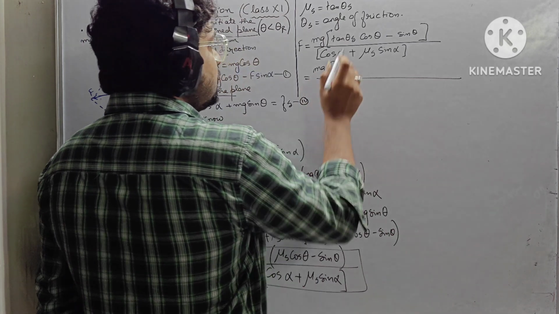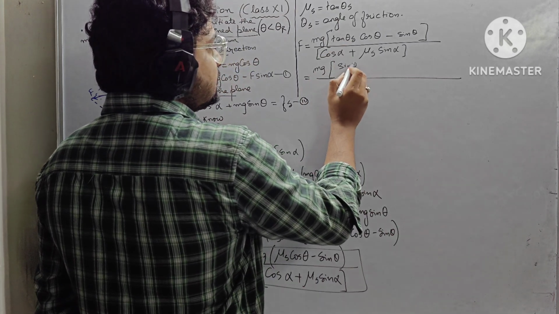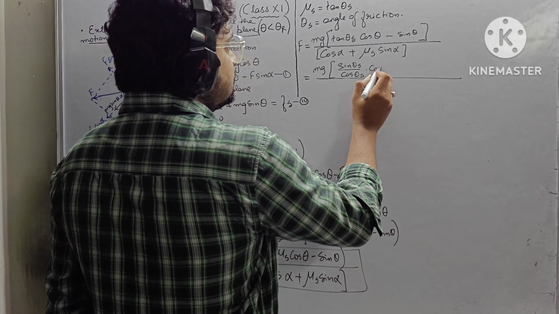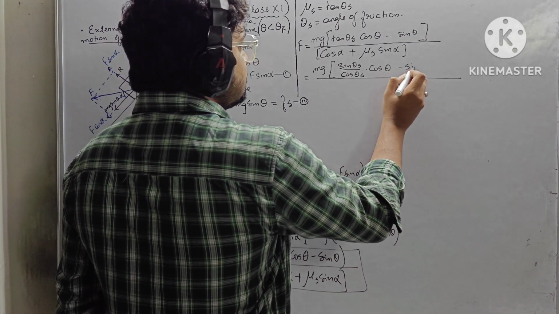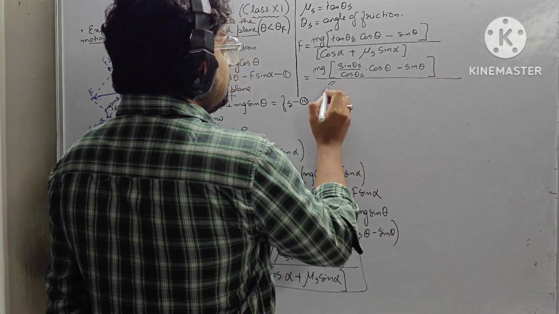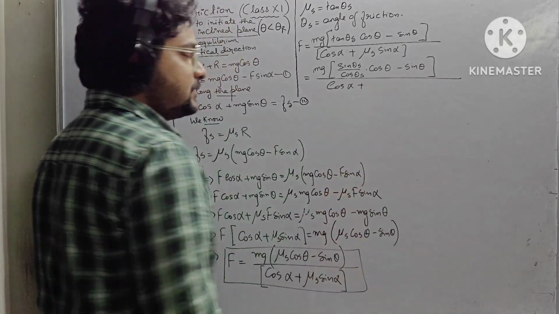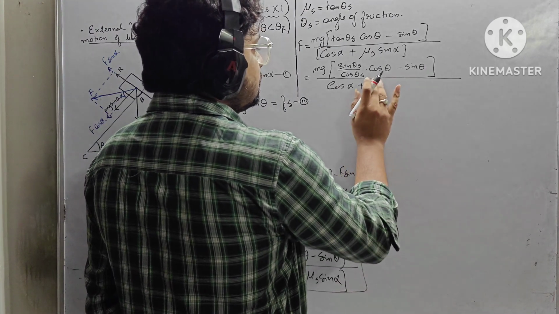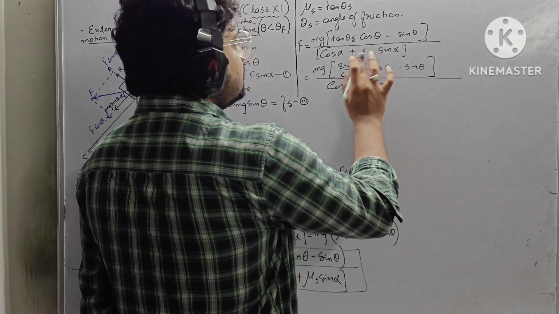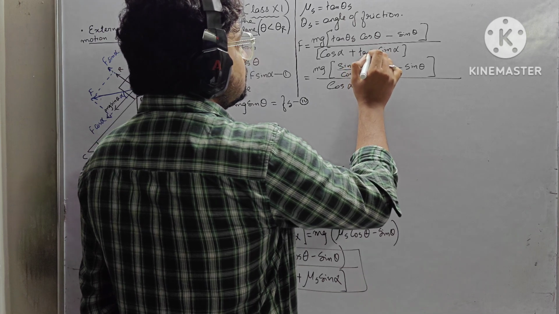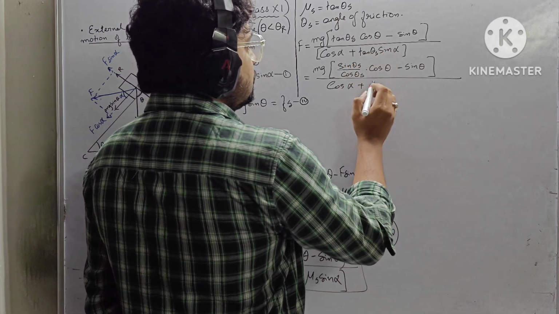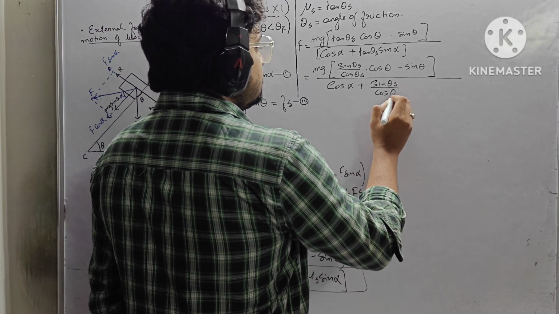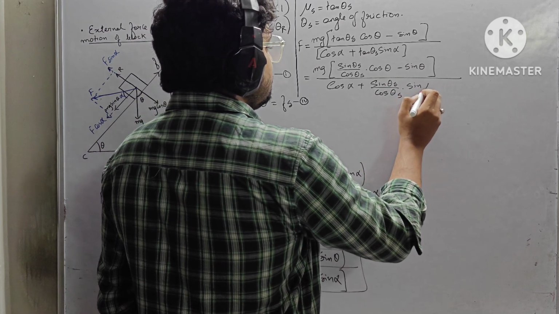So mg tan theta s, I can write as sin theta s by cos theta s into cos theta minus sin theta divided by cos alpha plus... Okay, so mu s again I can write with tan theta s. Here also I can write over tan theta s, so sin theta s by cos theta s into sin alpha.